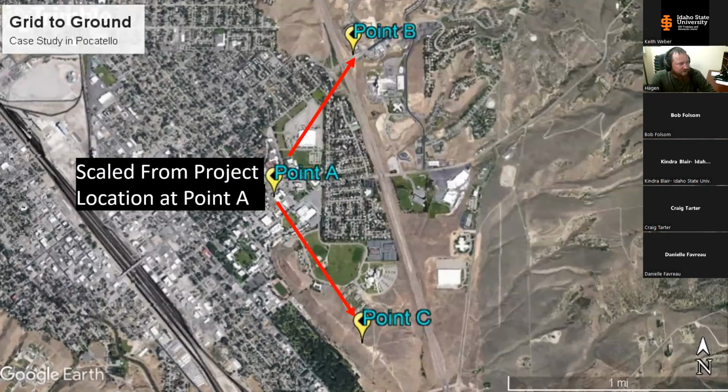So this Google Earth image shows you where the points are located. As you'll see, point A is located on Idaho State University campus. Point B is somewhat north and east of campus. Point C is actually on Red Hill. For this example, the surveyor is scaling from point A, which would be the project location that he puts into his software. And he's doing that because point A is central to the other work that he's doing. It gives a good reference for all the other points to be scaled from.